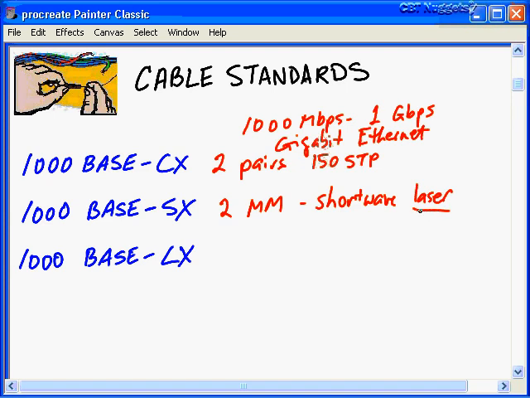A laser. Then we've got 1,000 base LX, and this is also 1,000 megabit per second, or 1 gigabit Ethernet, over 2 multi-mode or single-mode optical fiber cables using long wave laser fiber optics. So those are the three main types of standards that use gigabit or 1,000 megabit per second. You might make sure you want to memorize those.